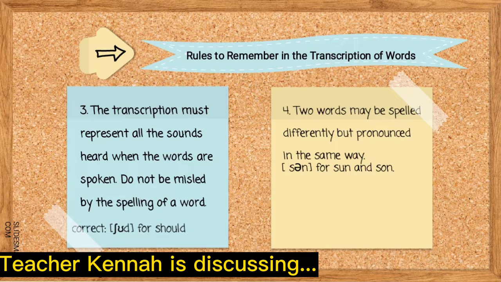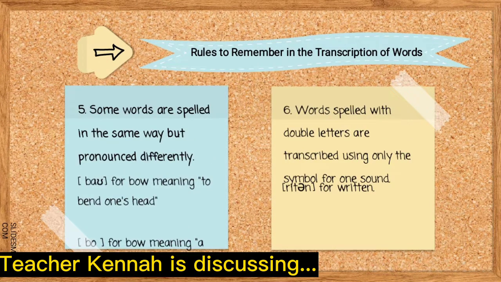Example, for should. Number 4. Two words may be spelled differently but pronounced in the same way. Example, for sun and son. Number 5. Some words are spelled in the same way but pronounced differently. For bow, to bend one's head. For bow meaning a ribbon. Number 6. Words spelled with double letters are transcribed using only the symbol for one sound.